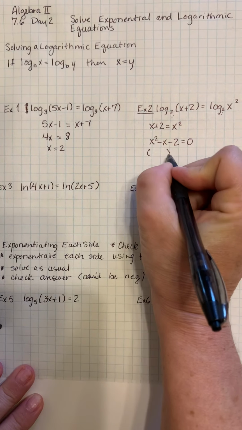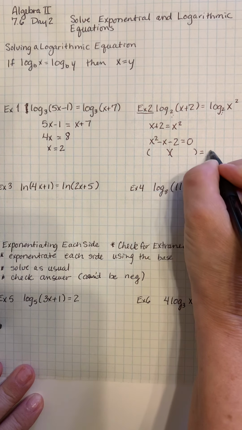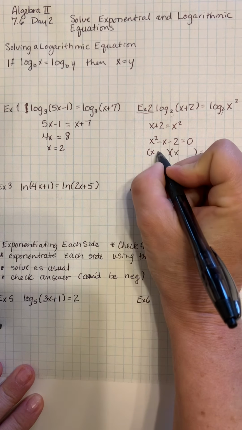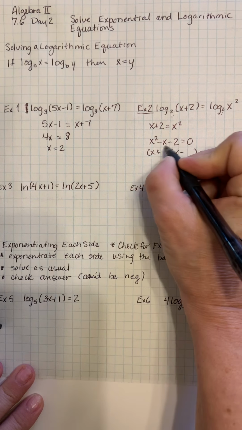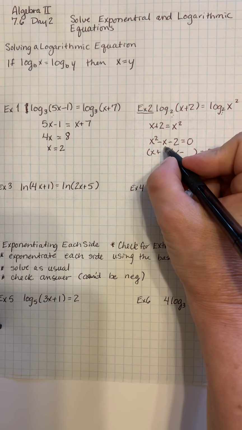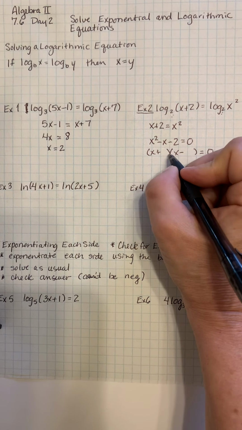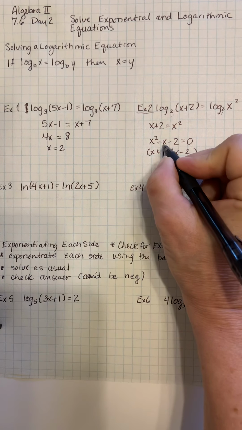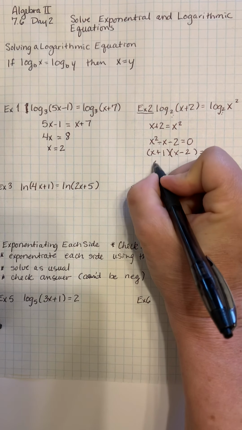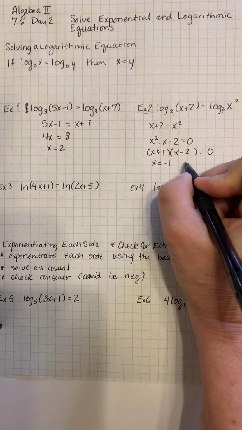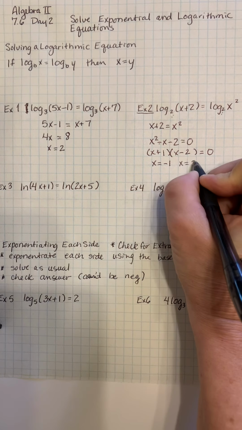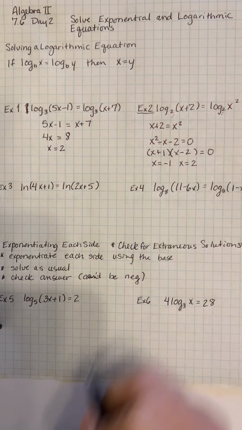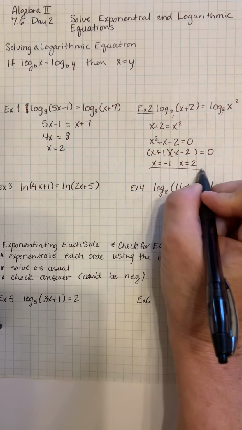This does factor very nicely. Hopefully you know how to do this. We need an x and an x. We need a plus and a minus. Factors of 2 whose difference is 1. So we're going to put the 2 with the sign of the middle term. So that's going to be 2, and this is 1. You put the bigger one with the sign of the middle term. Solving for zeros, we get x equals negative 1, and we get x is equal to 2. And neither one of these will make them 0. So we're good. Those are our answers.